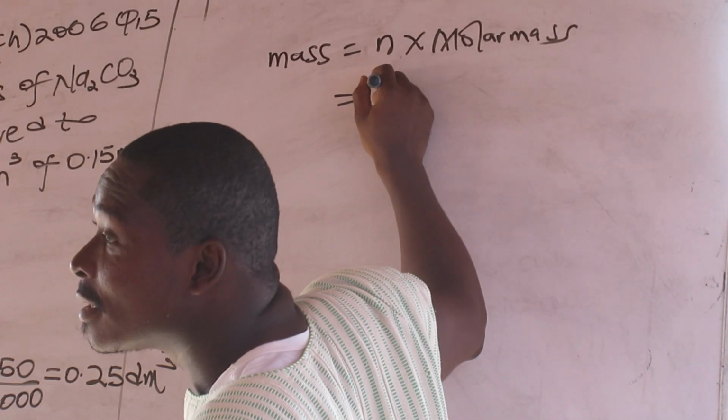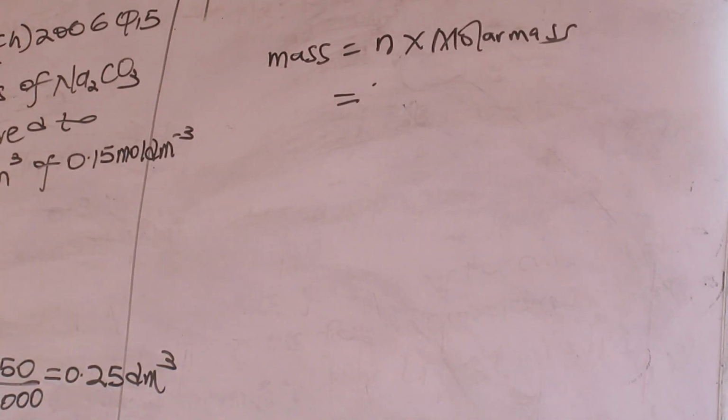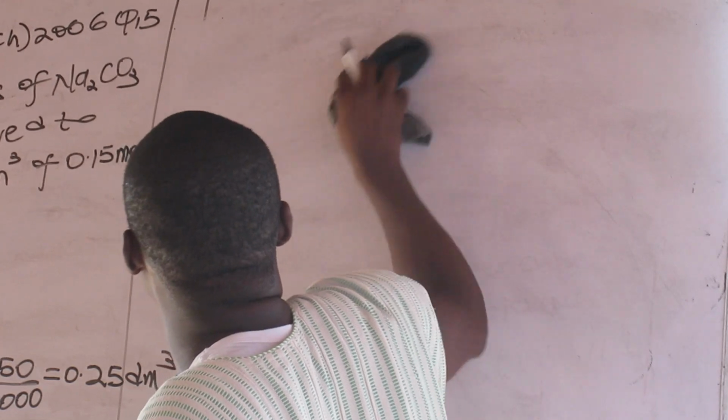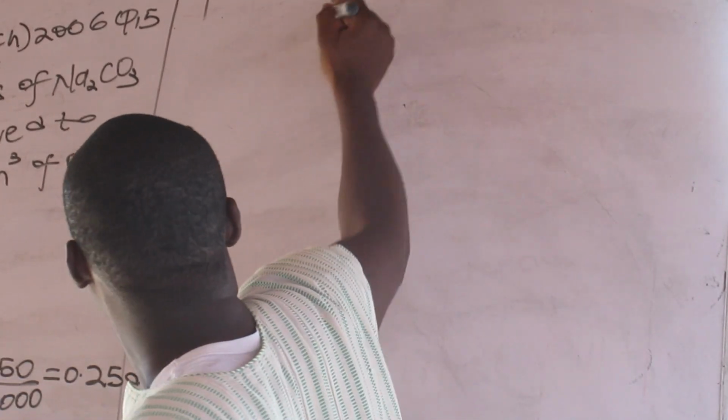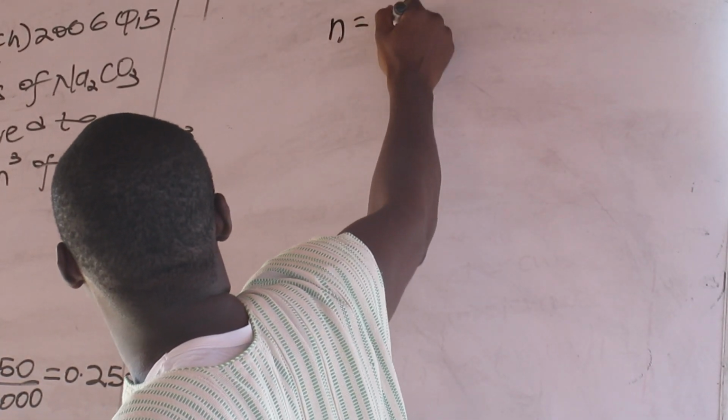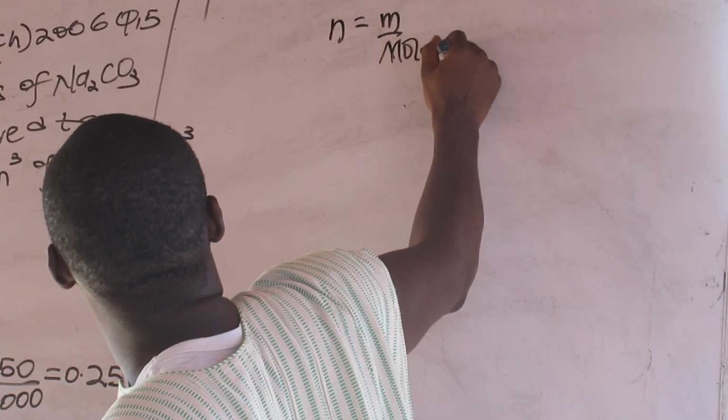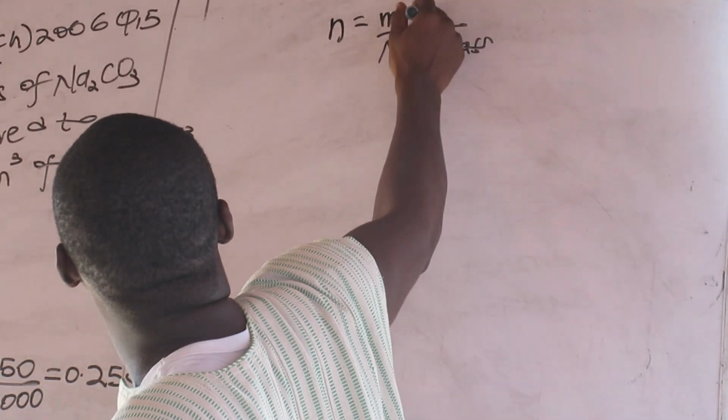We don't know it. Okay. Then I think I still have to look for my number of moles. You see that? So n equals mass over what? The molar mass. Good.